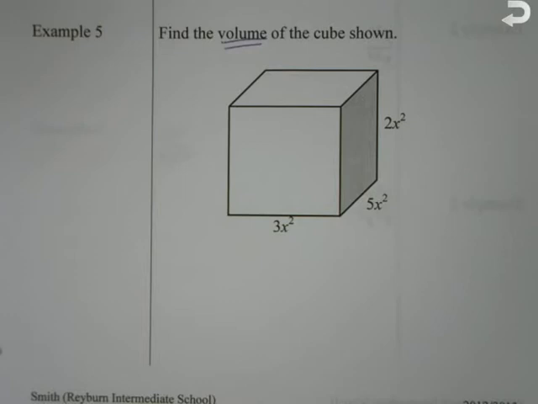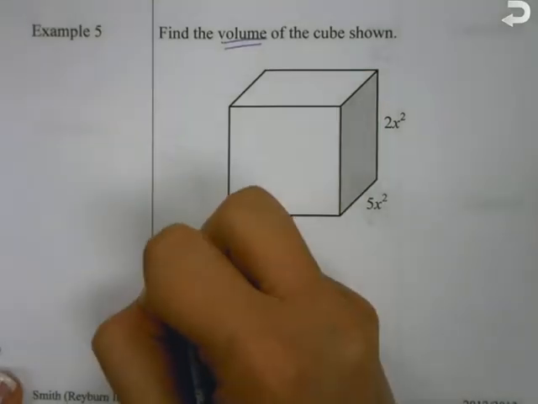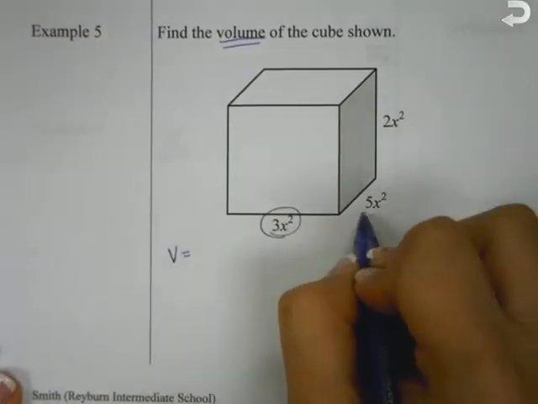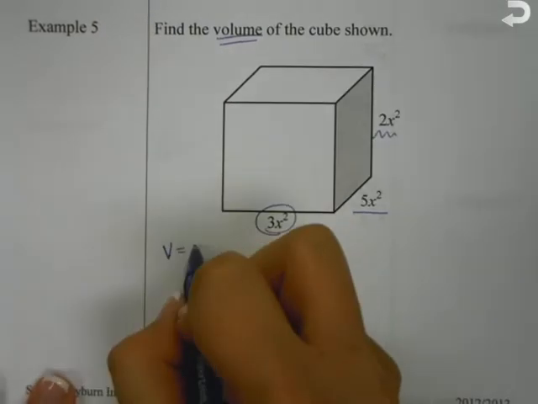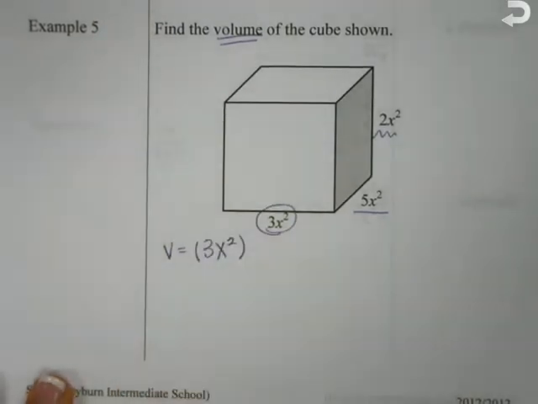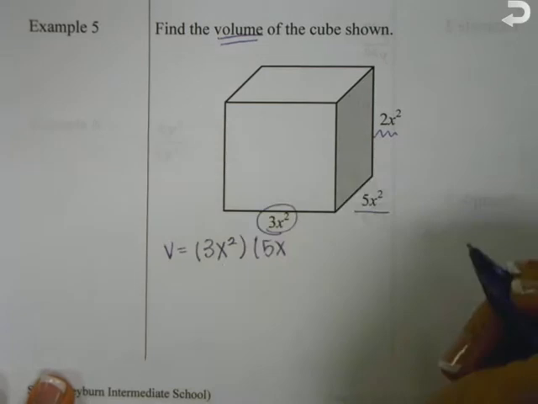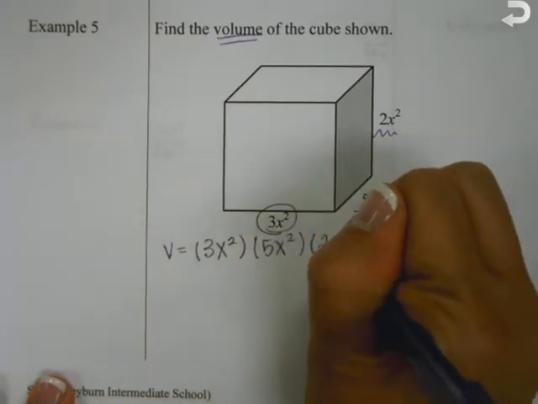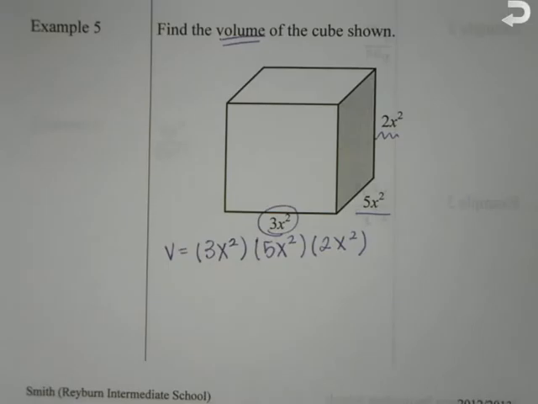Good job. So, what I'm going to do is I'm going to multiply my length, my width, and my height. So that is 3x squared times 5x squared times 2x squared. Correct? Okay. Order of operations tells us that I multiply which direction? Anybody but Amara? Which direction do I multiply? Left to right. Oh my gosh, try it one more time. Which direction do I multiply? Left to right. Good.